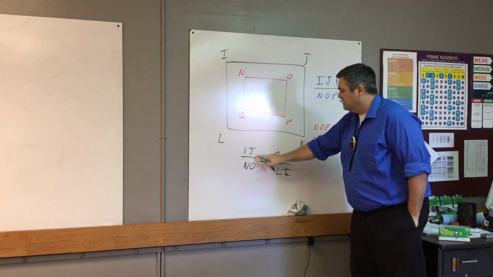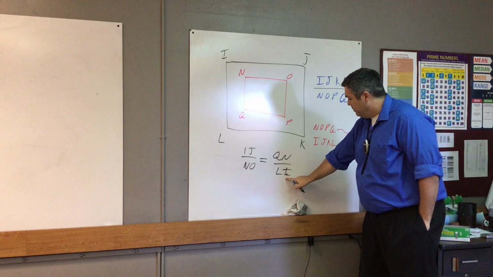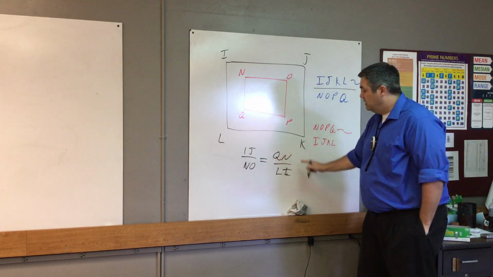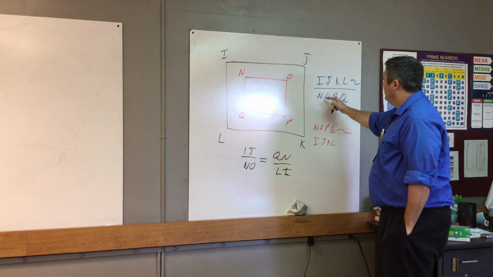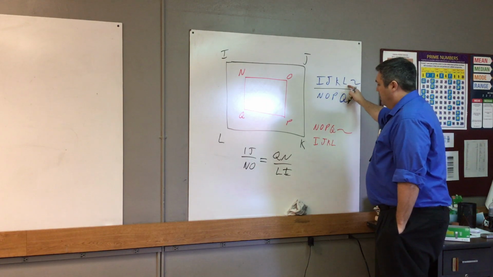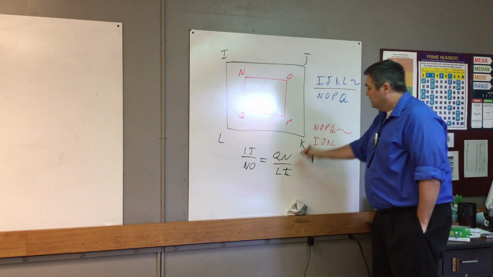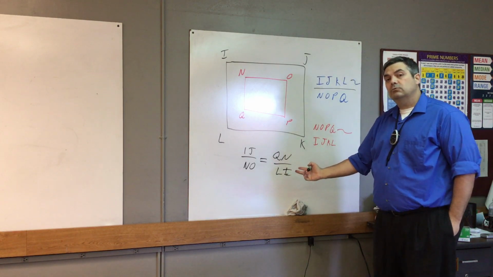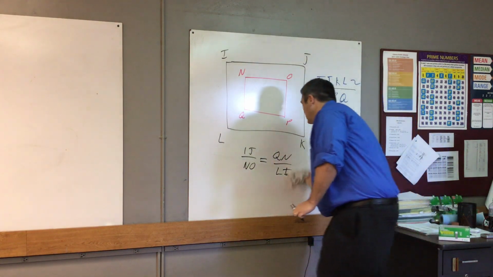Wait, that doesn't make any sense. If this was on top, then this right here should be on top of this one. So this is not a good answer. It doesn't make any sense. Look, IJ over NO, LI over QN. These two should be switched in order for that to be a true statement. So this is not a good answer. So we're going to erase that.